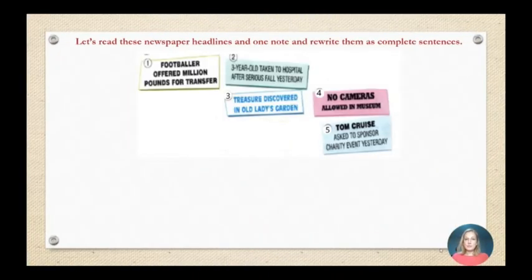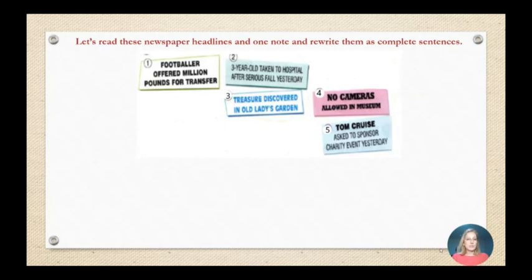And finally, this is our last exercise for today. There are some newspaper headlines and one note here. And as you know, they are written in short, so we have to rewrite them as complete sentences. But I'm not going to comment any of the sentences. Well, maybe just the first one. And you are supposed to do it on your own. The way of thinking should be similar to the previous exercise. Okay, so let's see the first one.